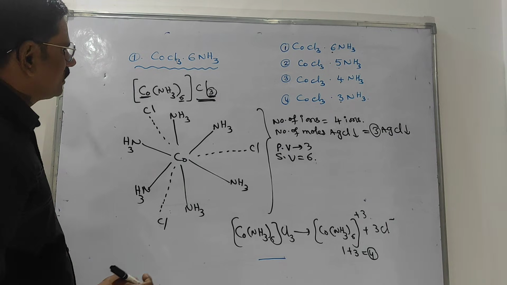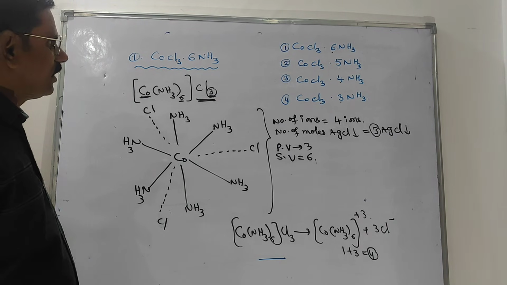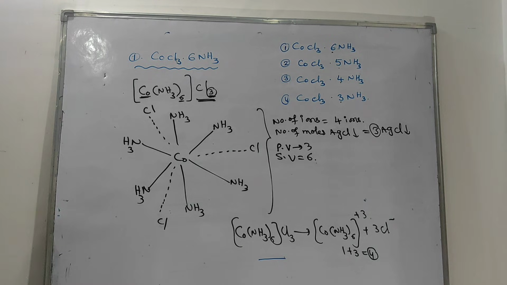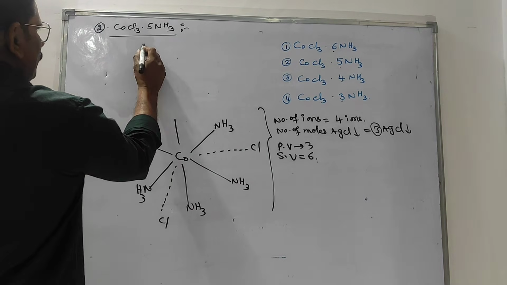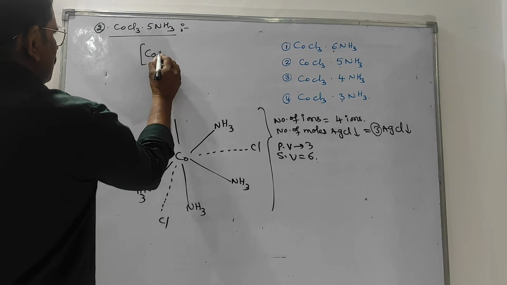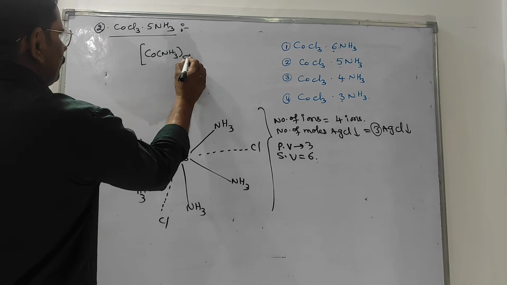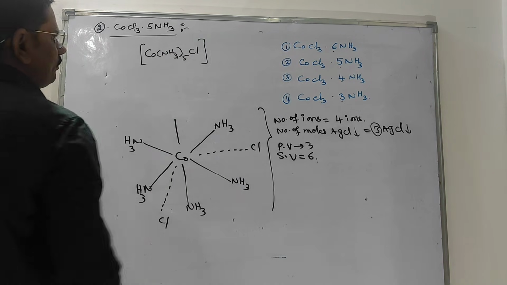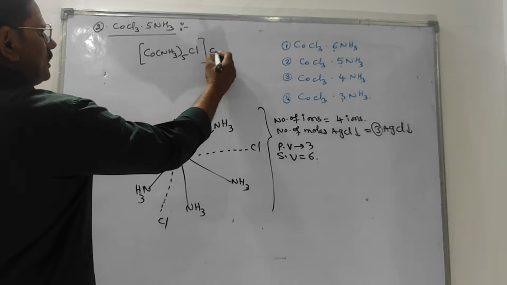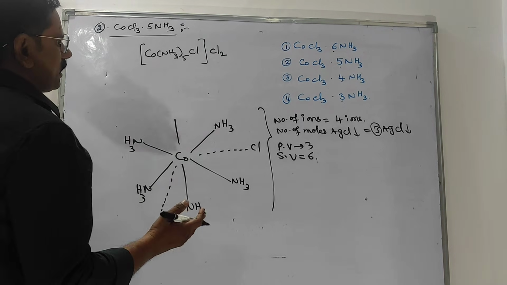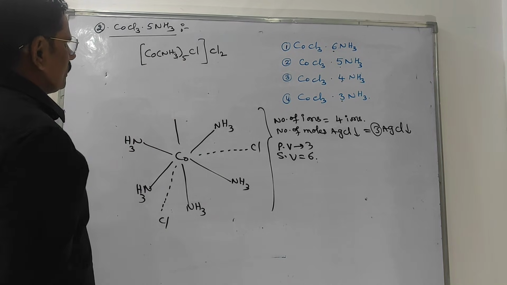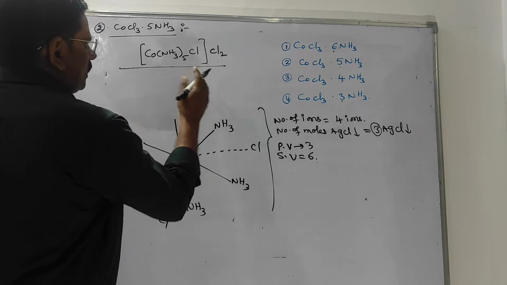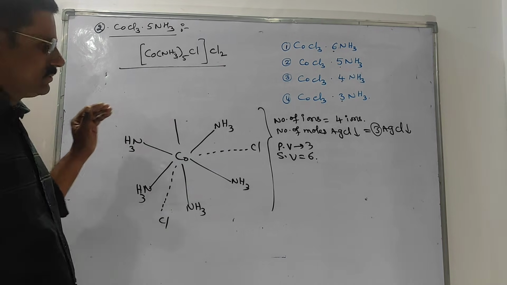Now we will take another example, CoCl3·5NH3. In this complex, how can we represent it? The Werner formula for this compound is [Co(NH3)5Cl]Cl2, with one Cl inside the square bracket and the remaining Cl2 outside the square bracket. Why? Because cobalt must show a coordination number of 6. Now, what is the structure of this complex?